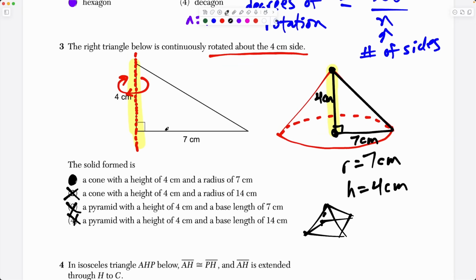The reason why this radius wouldn't be 14 is because that would go from one end all the way to the other end. That would be the diameter of the bottom here. If we look at the circle at the bottom, that would count as the diameter, not the radius. So the radius is going to be 7 centimeters, definitely choice 1.